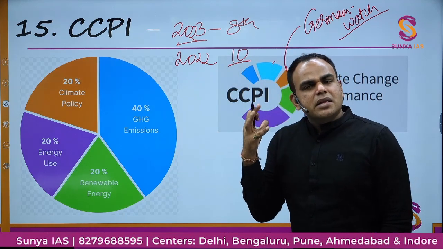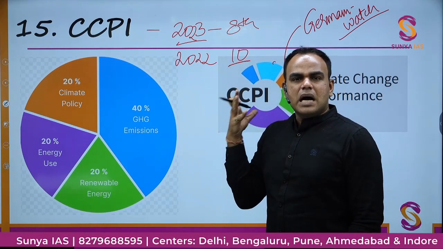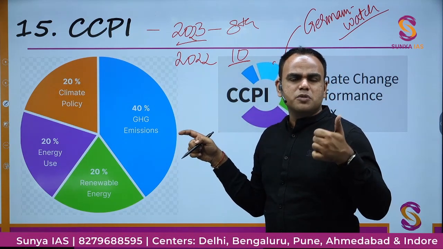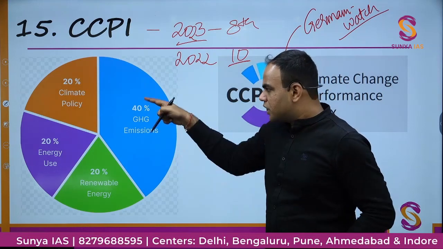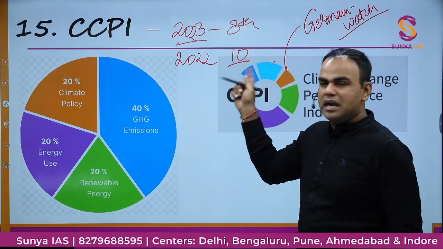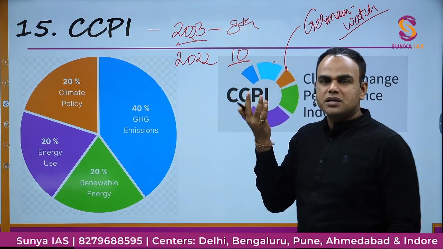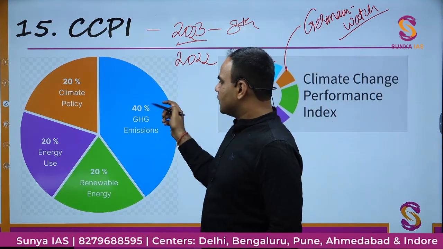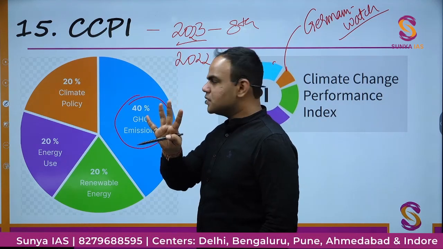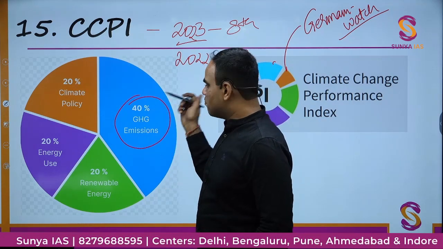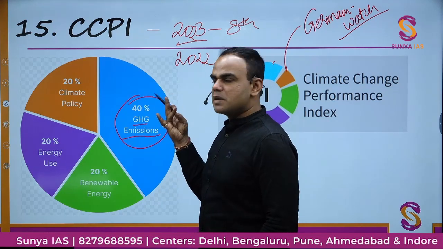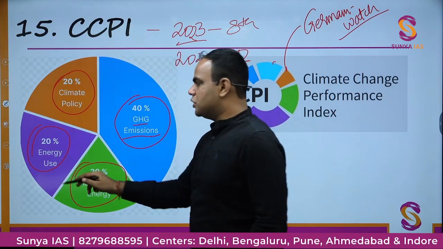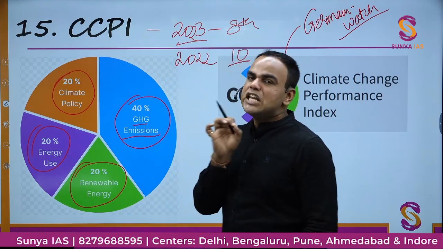Because in 2016 there was a question on the hunger report. In that they had even asked you, for example, about malnourishment, stunting, etc., and what the indicators are. So here I've also included this part because India is doing well here. One, they can ask you who publishes it. Secondly, they can even ask you what the parameters are. There are 4 parameters, and I've also included the percentages. The maximum is greenhouse gas emissions, 40%. Climate policy, energy use, and renewable energy are 20% each.